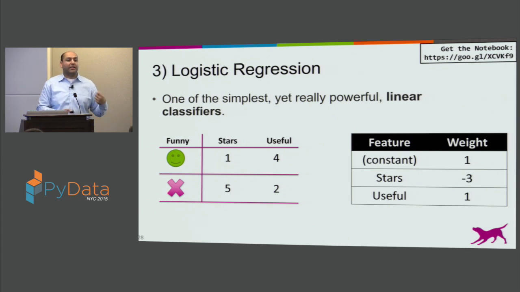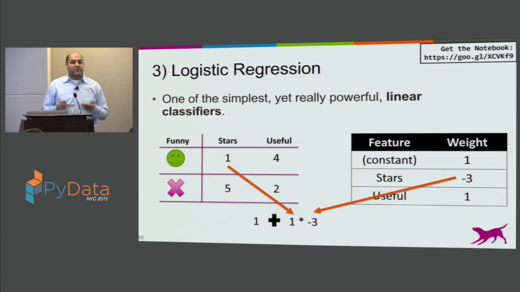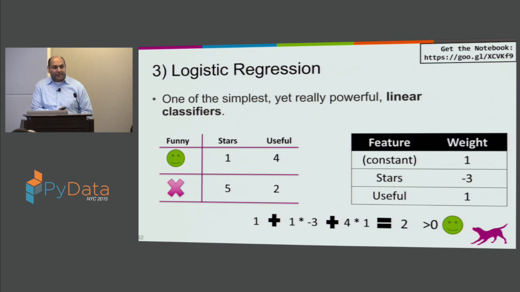So how do you use this at prediction time? Pictorially, you always start with your constant. That's going to stay the same, and you multiply the weight by the value in the data. This is exactly the mx plus b, right? m is the weight, x is the value. We do the same for useful. And we see that this is 2, and since it's greater than 0, right? Logistic regression, 0 to 1. Since it's greater than 0, we're going to predict this review is funny.